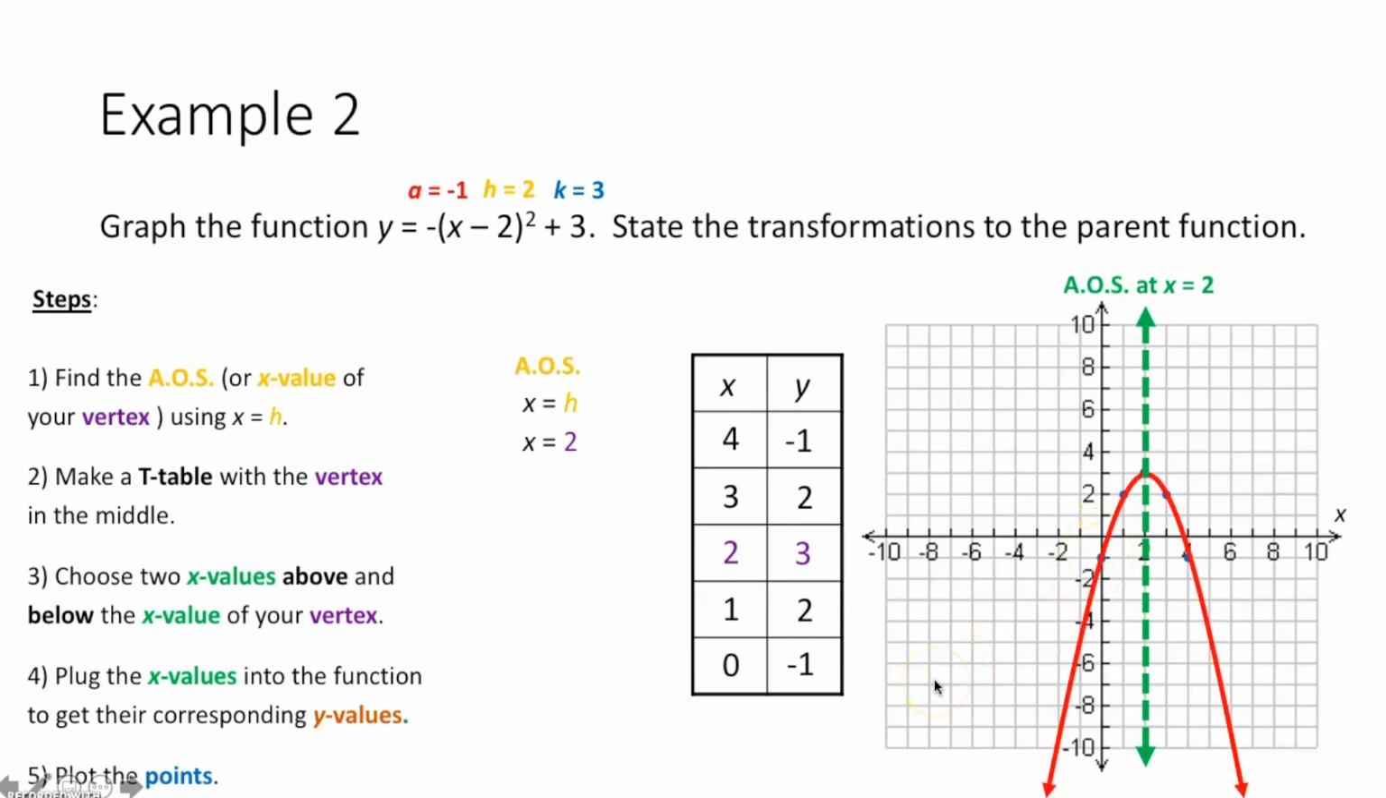Draw a parabola going through those. There we go. We are done. Now let's state our transformations to the parent function.